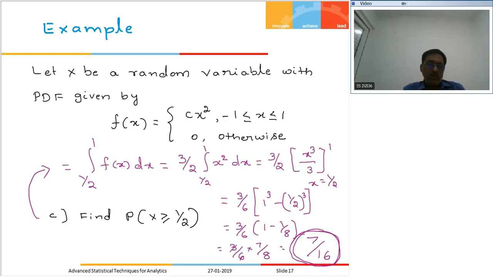I think one more problem is left in this. One more part is left in this. So the last one is find P of x greater than or equal to 1 by 2.